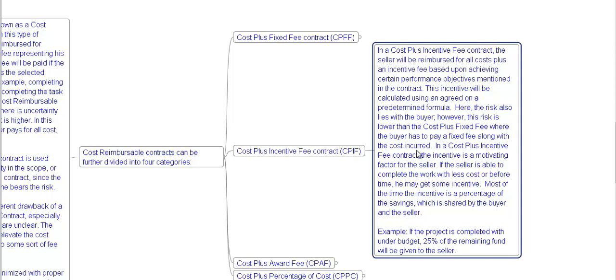In cost plus incentive fee contract, the incentive is a motivating factor for the seller. If the seller is able to complete the work with less cost or before the time, he may get some incentive. Most of the time, the incentive is a percentage of the saving, which is shared by buyer and the seller. Example, if the project is completed under budget, 25% of the remaining fund will be given to the seller.